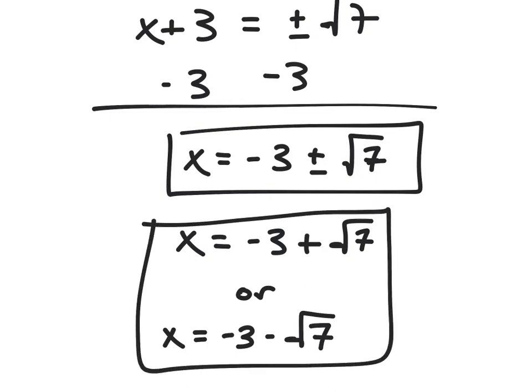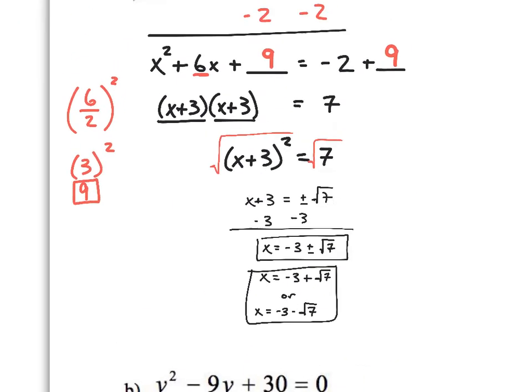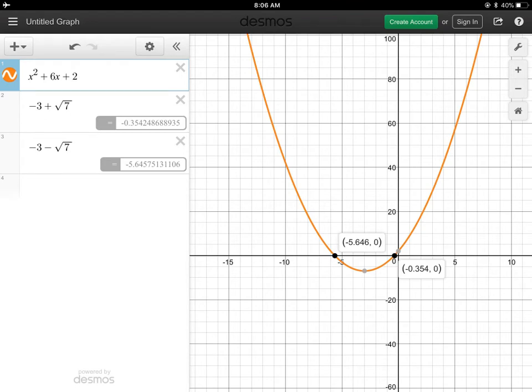Now, these are going to be decimals when we graph this. So let's go back and graph this. When I graph this, I want you to notice something. When I plug in my original graph, these are the answers that I get: negative 5.646 and negative 0.354. These are my x-intercepts.